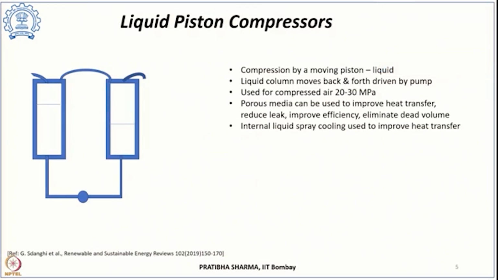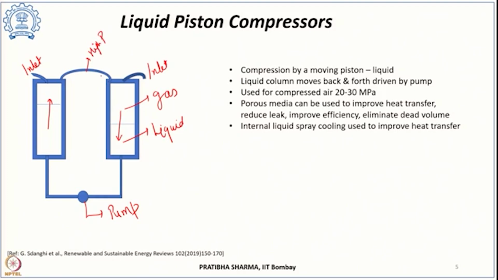Now, if we look at this type of compressor, we have two chambers which are connected by means of a pump which controls the flow. We have liquid and gas in these compression chambers which are connected by means of the pump, and then we can have compression and expansion in these two chambers, and there are inlet valves, and then you can get a high pressure hydrogen outlet.